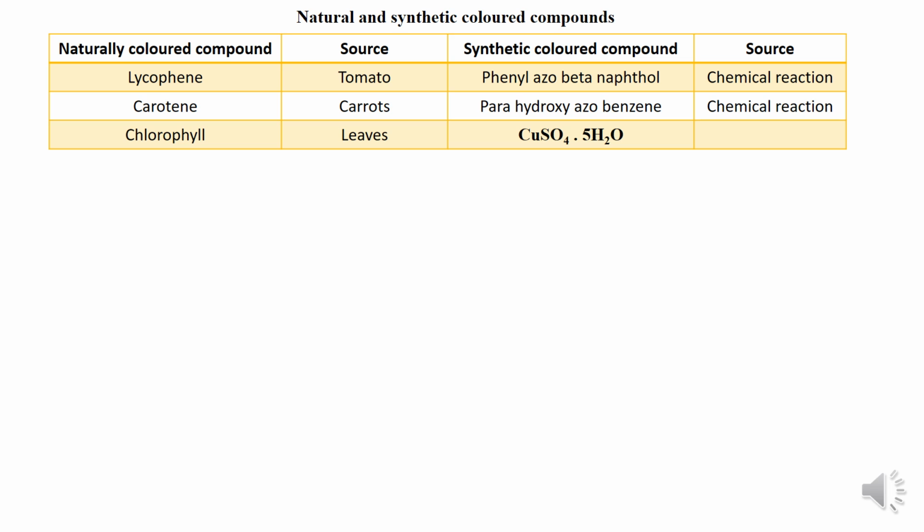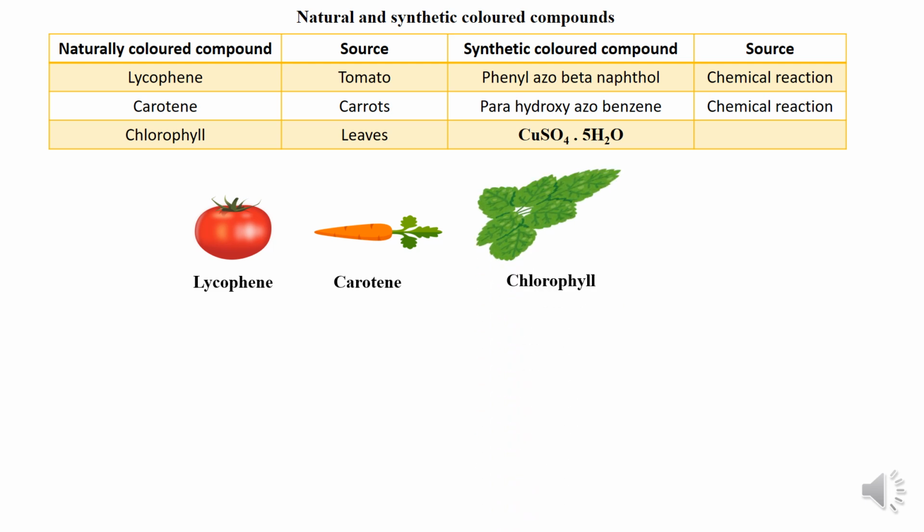Now let's talk about the natural and synthetic colored compounds. Some of the naturally colored compounds are lycopene, carotene and chlorophyll, while the synthetic colored compounds are copper sulfate, phenylazo-beta-naphthol and para-hydroxyazobenzene. Tomatoes are red in color due to the presence of the chemical lycopene. Carrots are orange in color due to the presence of carotene, and leaves are green due to the presence of the pigment chlorophyll.